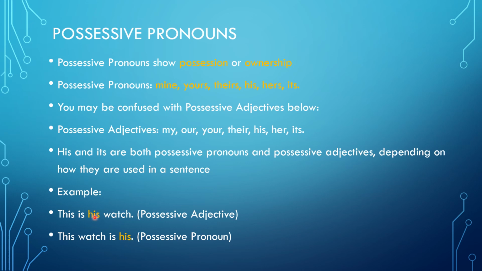So look at the example. This his is followed by the noun, and over here this is followed by the verb. So that's the difference. But remember, his and its are both possessive pronouns and possessive adjectives.